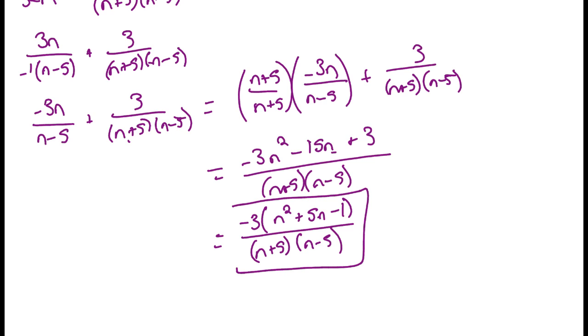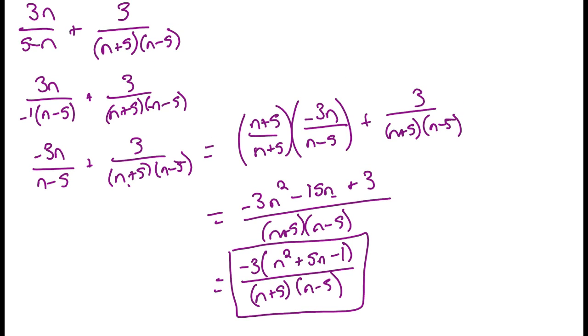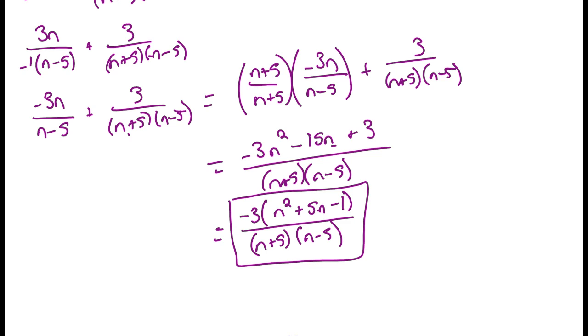This is my final answer. Your answer is fine as long as it's equivalent to that. But if you didn't deal with that negative 1 back in the beginning, your final answer will have a common factor that it will cancel out. But because we dealt with that negative 1, we made our life a little bit easier.